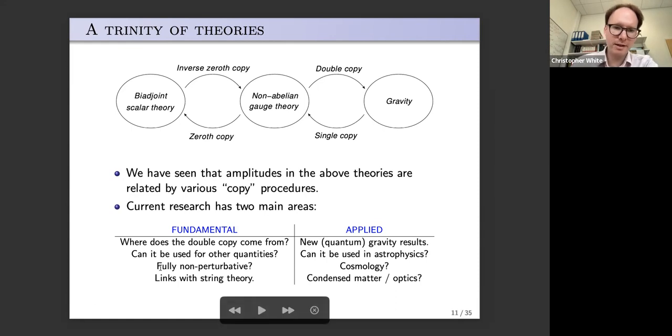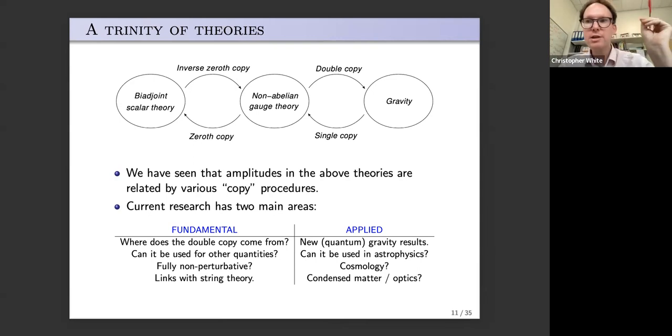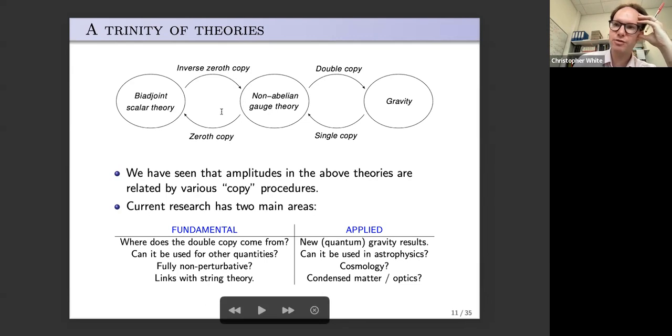Okay, so also on the fundamental side, can it be used for quantities other than scattering amplitudes? The answer is yes, else I wouldn't be giving this talk. So the rest of the talk is going to be about what other things we could apply it to. Is it fully non-perturbative is something that fascinates me. Should I take this picture as being true for the complete theories in some sense? And if so, what does that mean? So that's something I'm very interested by.